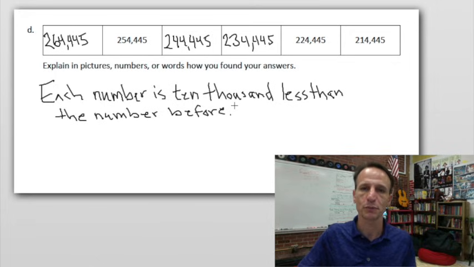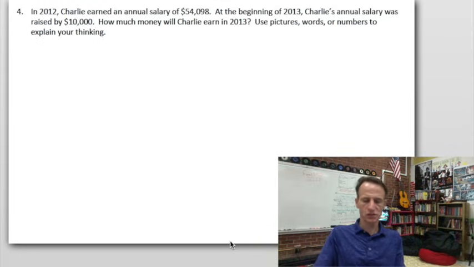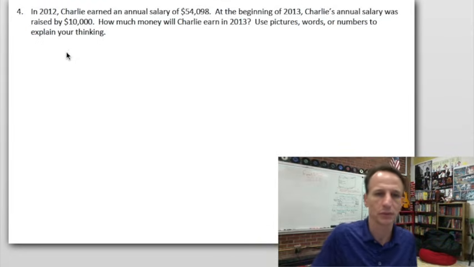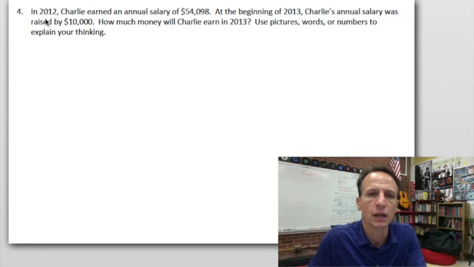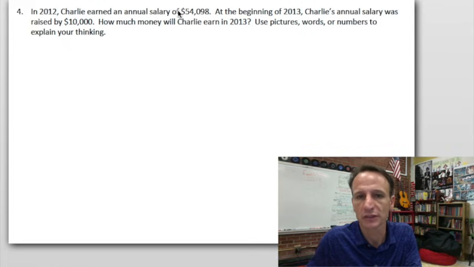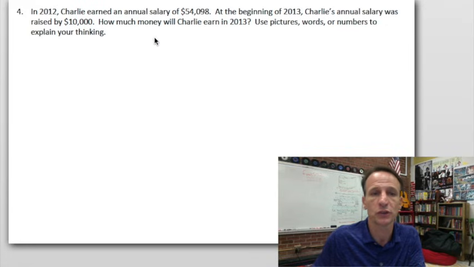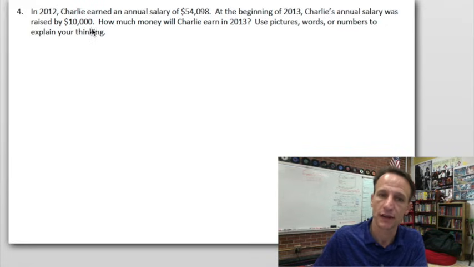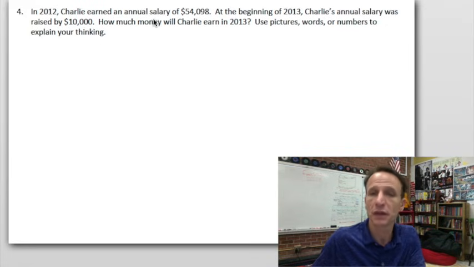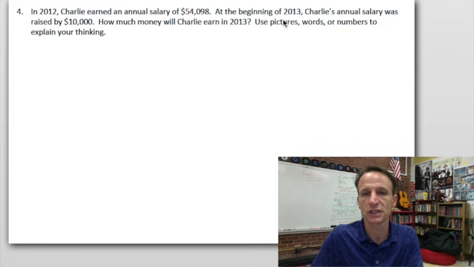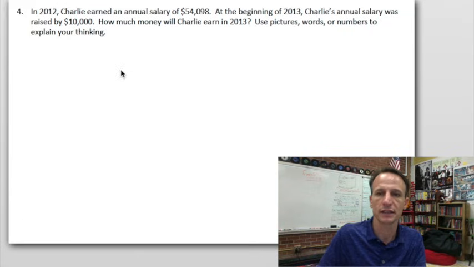Let's go finish up with number 4. All right, and we'll finish it off with one of those real-life word problems for number 4. Let's read it. In 2012, Charlie earned an annual salary of $54,098. At the beginning of 2013, Charlie's annual salary was raised by $10,000. How much money will Charlie earn in 2013? Use pictures, words, or numbers to explain your thinking.